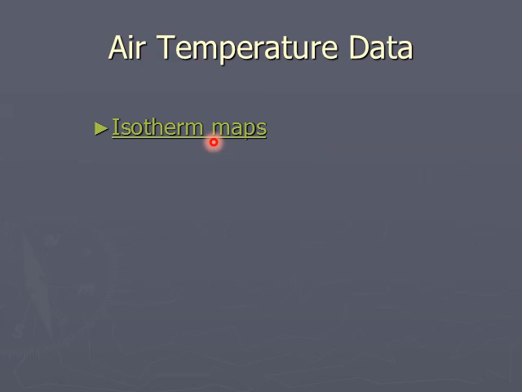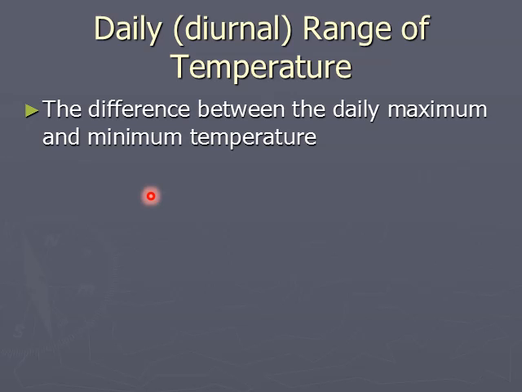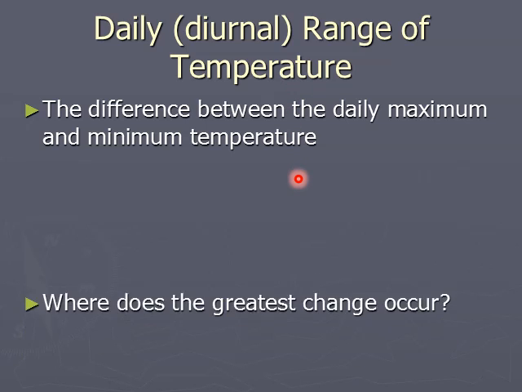Alright, I'll show you this better in class, but we can actually get daily air temperature isotherms, and I'll show you a location on the internet where we can find those. So there's a daily range of temperatures, which is defined as the difference between the daily maximum and minimum temperatures.